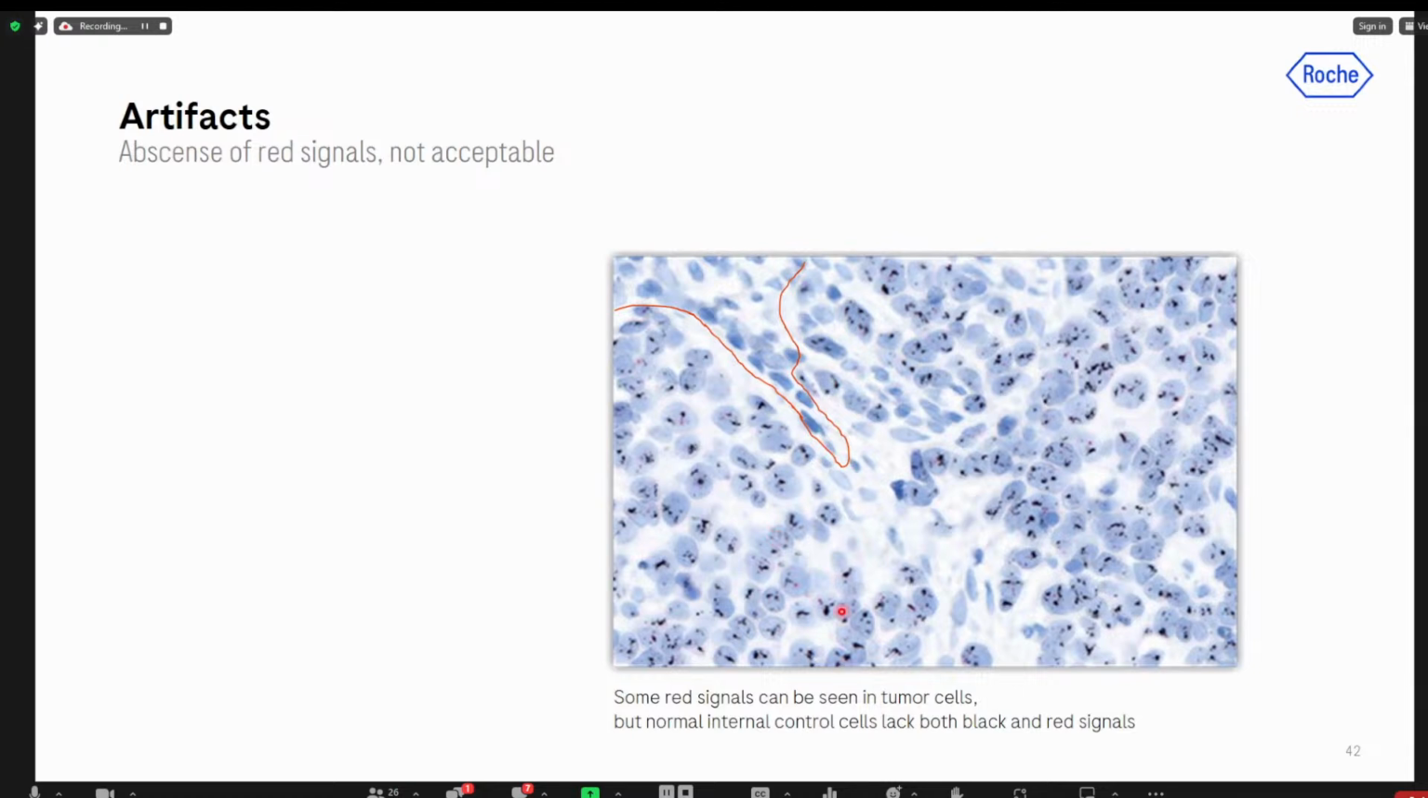Here's one other example, what I was referring to earlier. You have these small clusters in the invasive tumor, but you can see all the negative internal control cells. There are completely missing signals. What that tells us is that we probably should have had more signals in the invasive tumor. If these lost their signals, then these have lost as well.